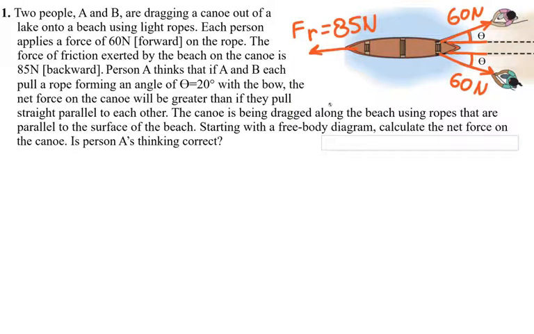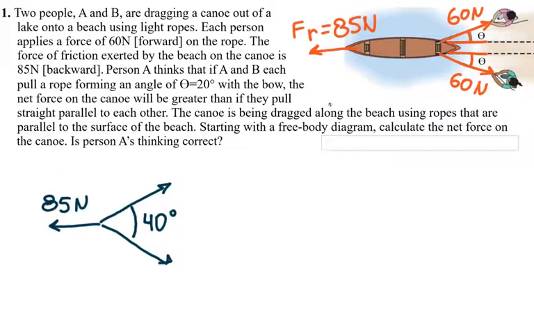So I have the forces. I have this force 60, this force 60. The angle between them is 40 degrees, because each makes 20 degrees with the middle part. And then I have the force of friction, which is 85 newtons. The free-body diagram: for this, I have to again complete the parallelogram to find the resultant force. So your free-body diagram shows the forces. Your resultant force is going to be this force, and I'm going to call it F.